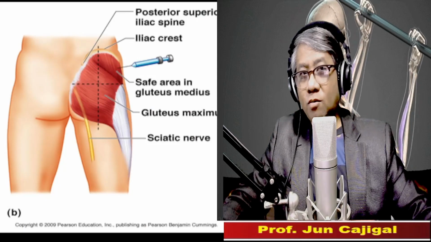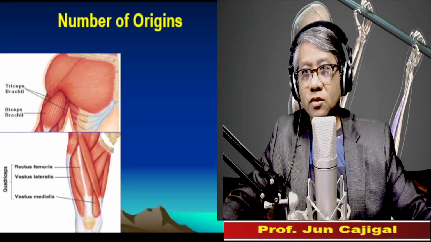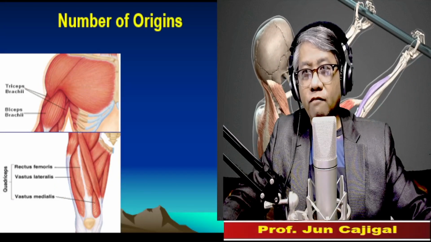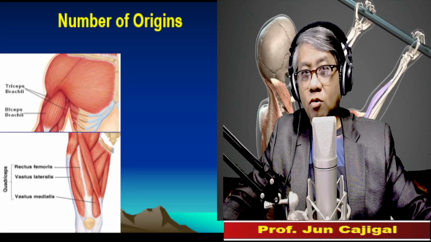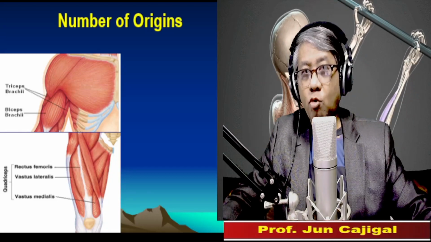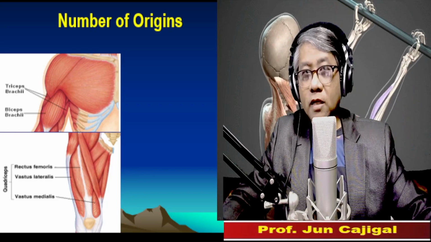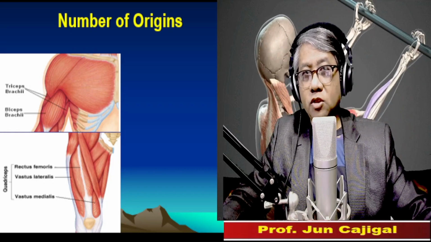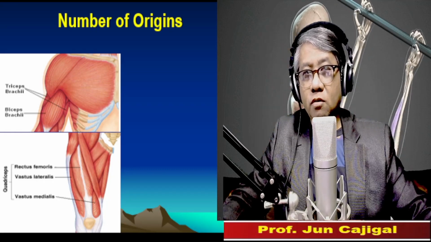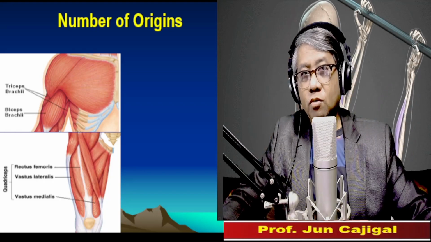Alright. And also we can name and identify skeletal muscles on the basis of the number of origins. When we speak of origin, origin refers to the point of attachment of the muscle to an immovable bone. And muscles are attached to our bones by means of tendons. Tendons attach muscles to bones.